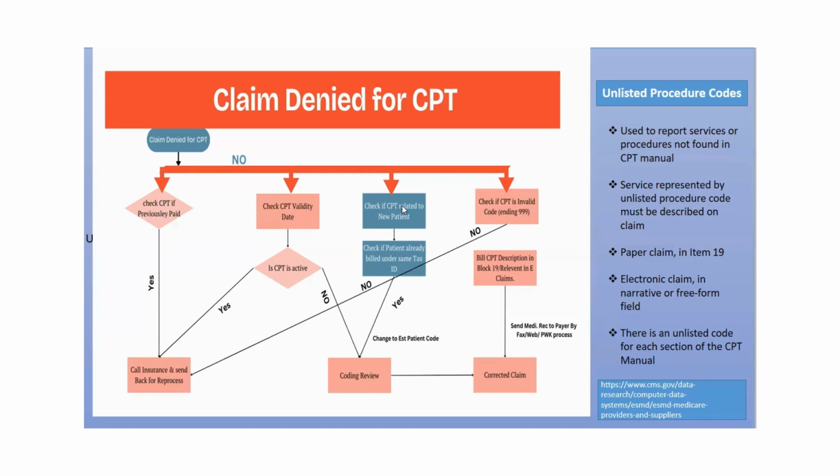If it is new patient related, you are going to get the denial. We will send it to coding, correct it to an established patient code, and send a corrected claim. If it is an unlisted code, we will add this description and then send it. This is the general procedure we are following, right?